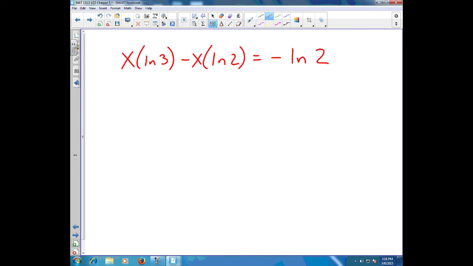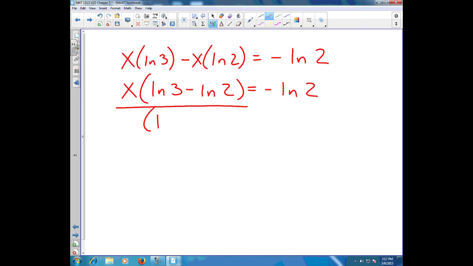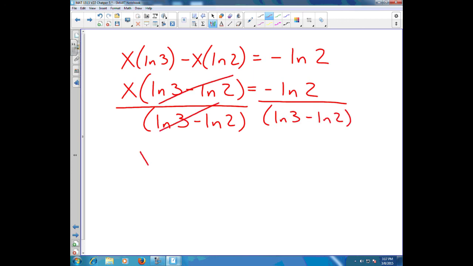We can now factor the x out on the left-hand side, and so then we get x times natural log of 3 minus the natural log of 2. And then to solve for x, we just divide by what's not x. So we divide by natural log of 3 minus the natural log of 2. And what we get is x equals negative natural log of 2 over the natural log of 3 minus the natural log of 2.